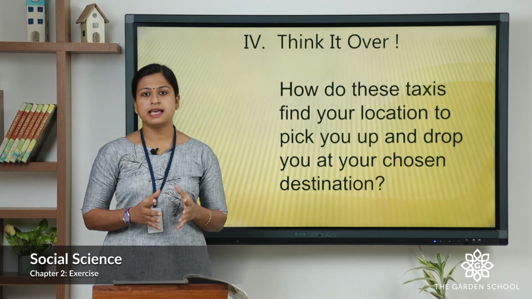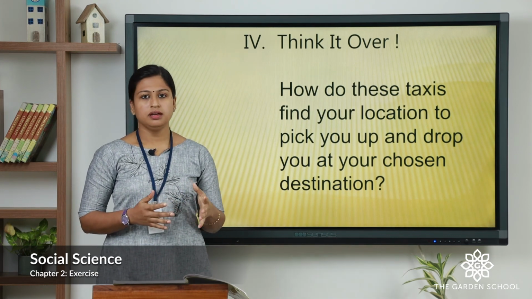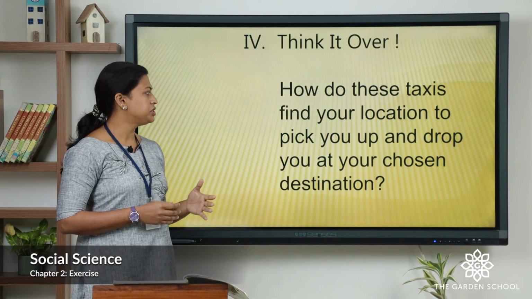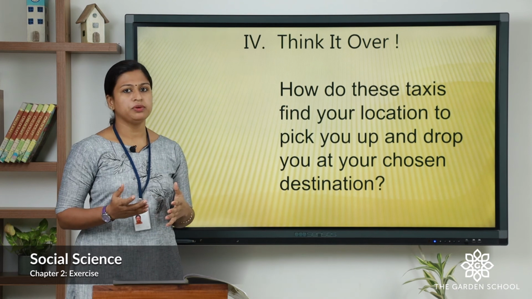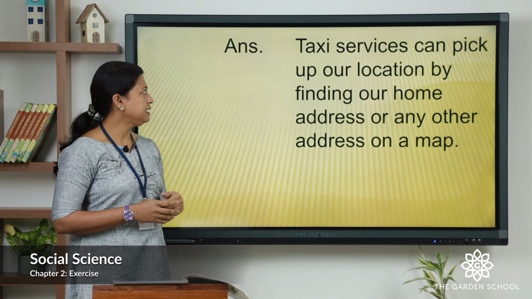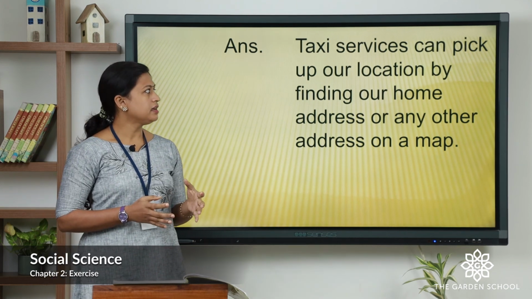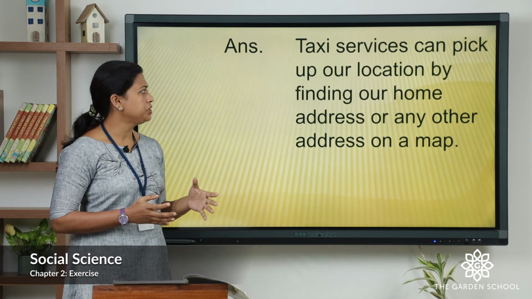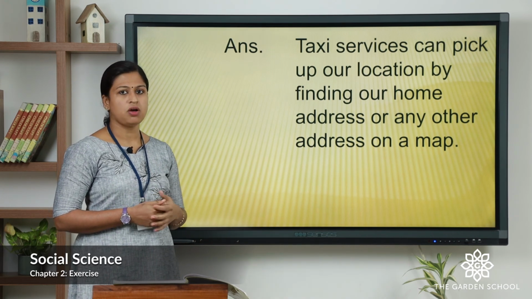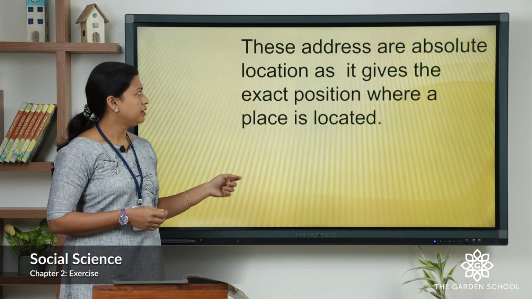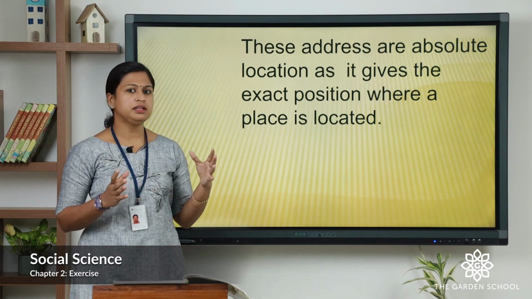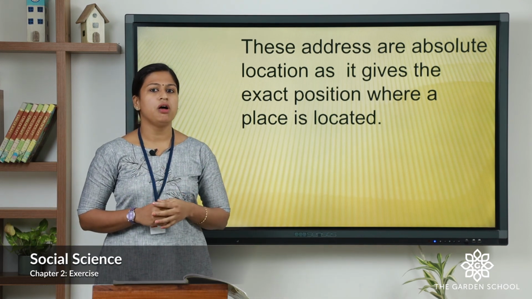Now the fourth exercise is, think it over. Here the question is, how do these taxis find your location to pick you up and drop you at your chosen destination? Now let's see the answer. Taxi services can pick up our location by finding our home address or any other address on a map. These addresses are absolute location and it gives the exact position of your place.